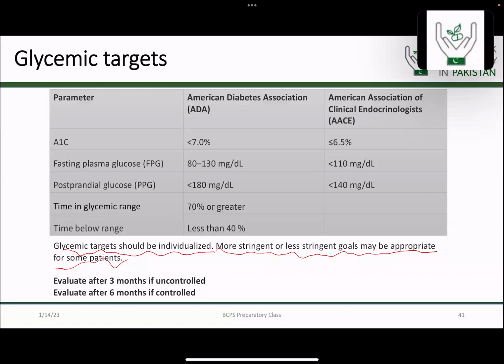That is the goal, and everything beyond 7 we should drag it below 7. So these guidelines could be made more stringent or less stringent based on the patient.